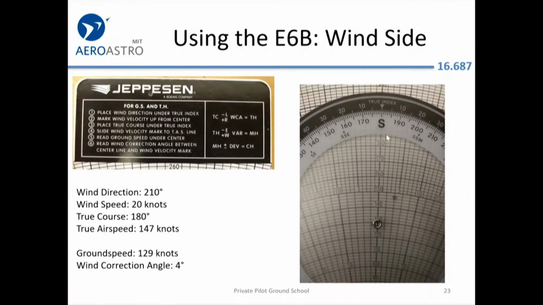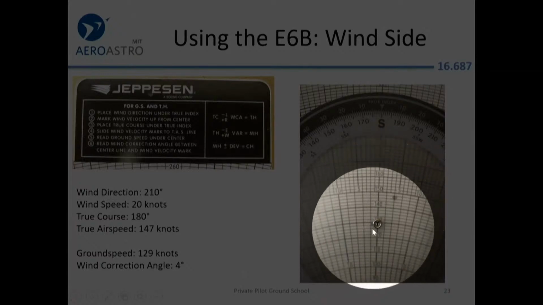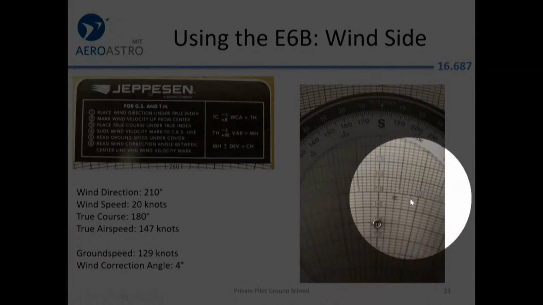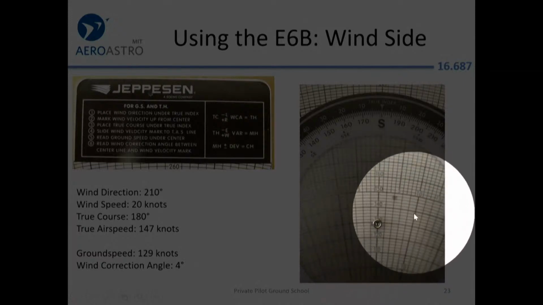will have fallen right there under the little grommet there to 129 knots, and the wind correction angle is going to be 4 degrees. You can read that off of this little scale here. See, it says 5 and 10.